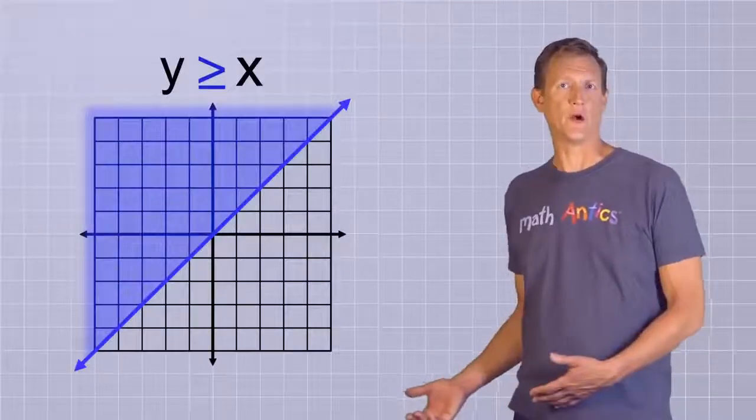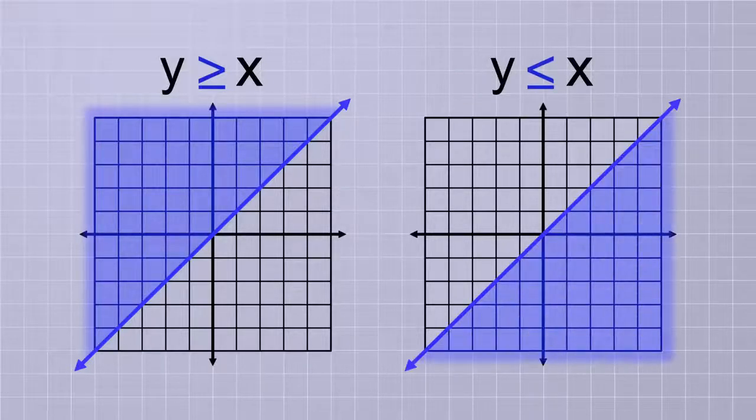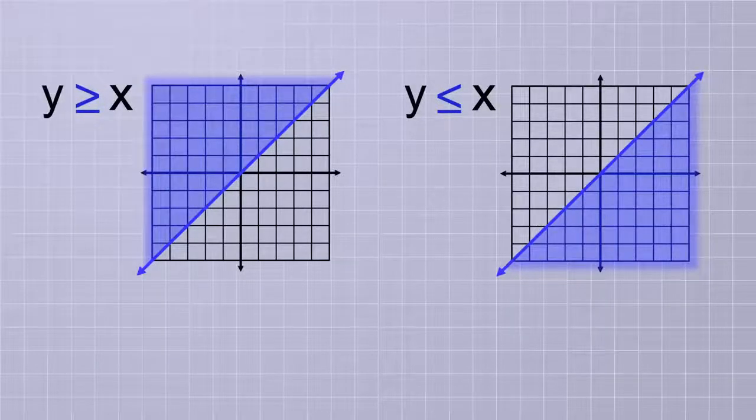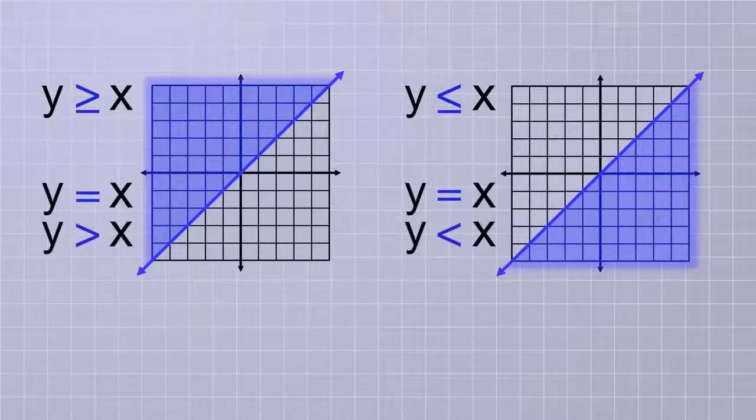Getting back to our digital graph, as you might expect, if our inequality had used the less than or equal to sign instead, then all of the solutions would be on or below the diagonal line, like this. Because both of these inequalities include the equal sign, any point occurring directly on the y equals x line is included in the set of valid answers. In fact, you can think of these inequalities like combinations of the equation y equals x and the inequalities y is greater than x and y is less than x.